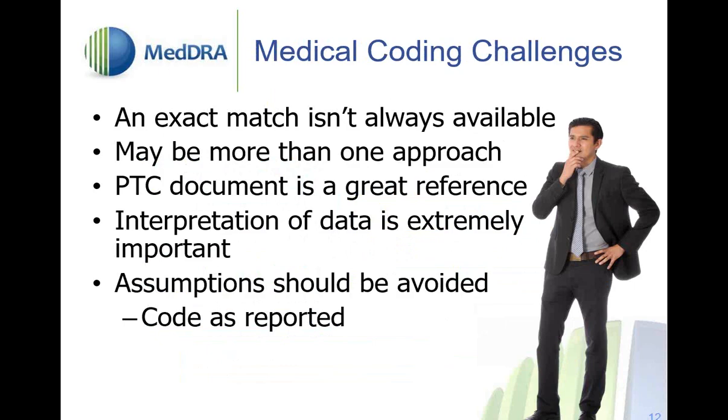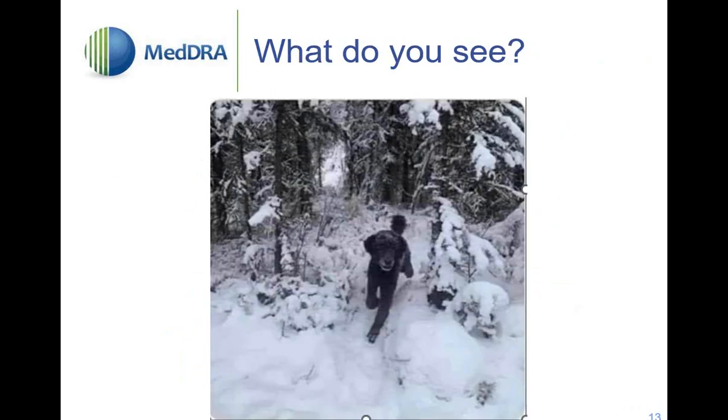Now again, the way you interpret data is extremely important, and we're going to show you that with a little picture in the next slide. And of course, assumptions should be avoided. When you're coding, only take the information that is given to you. Don't assume things and add information that's not there. Conversely, don't neglect to report information that is given to you. So that's the best approach. Make the best approximation with the information that's given to you and use your medical judgment on what that term should be. Okay, so if we go on to the next slide.